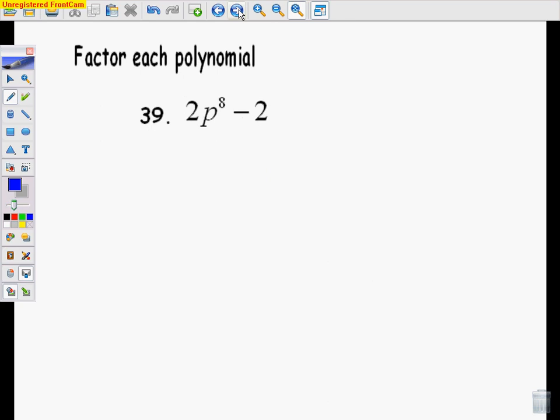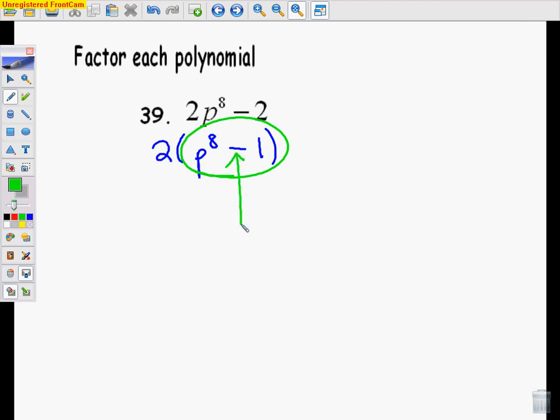All right, here we go. This problem, factor 2p to the 8th minus 2. I like this problem. This is one of my favorites. So first thing, is there a GCF we could factor out of those two? Yes, we can take out a 2, leaving us with p to the 8th minus 1. Now this pattern right here is called the difference of two squares.